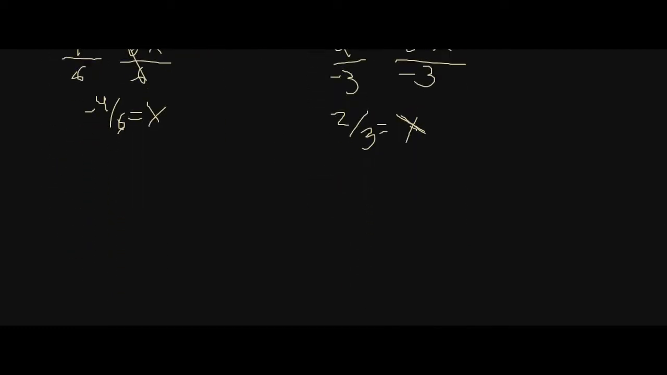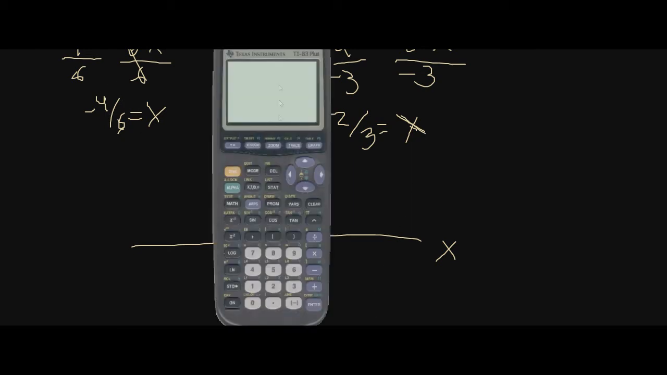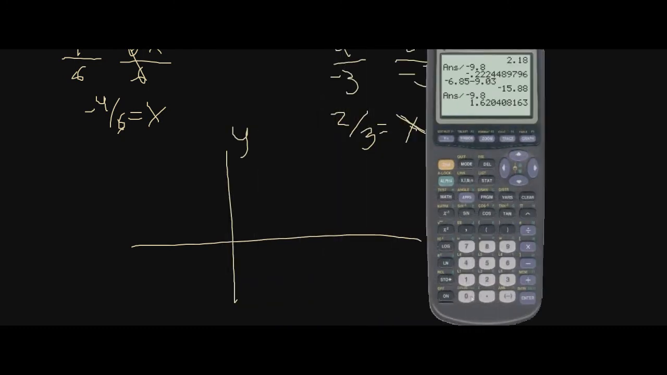So what that means is on my graph, this is my x, this is my y. One of my roots is negative 4 divided by 6. I think this should be 0.75 or something like that. Let's go ahead and verify that. Negative 4 divided by 6. Oh yeah, negative 0.6666.